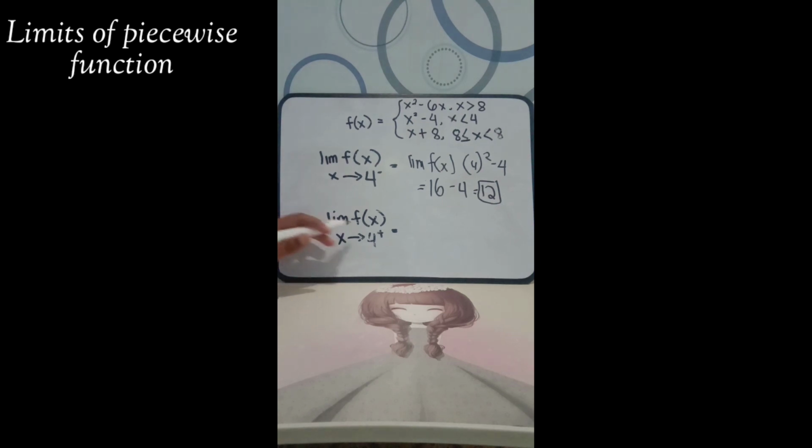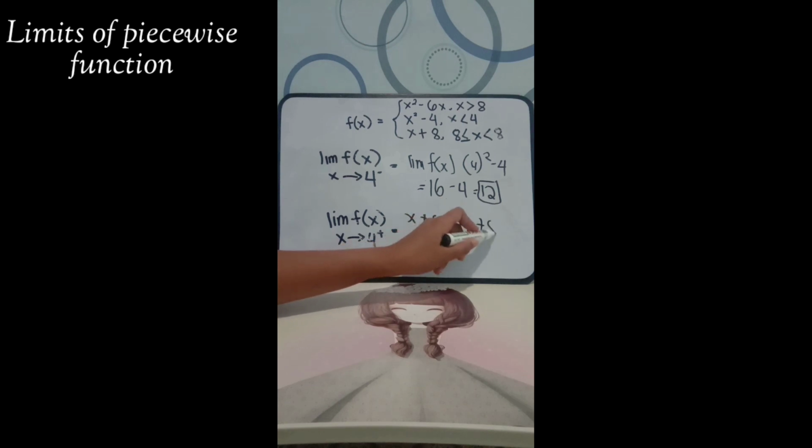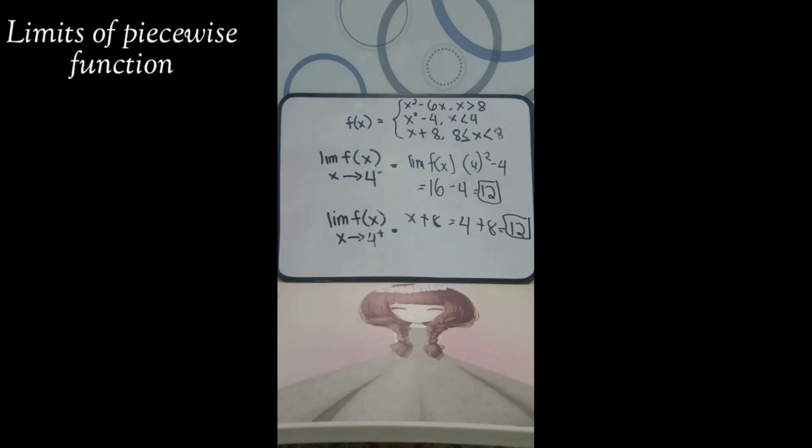Hanapin naman natin yung limit of f of x, 4 to the right. So, hanapin natin siya kung alin yung pwede dito. Obviously, hindi to pwede. Hindi rin to pwede. And ito na yung magiging sunod natin na gagamitin. X plus 8. Substitute. Magiging 4 plus 8. 4 plus 8 is equal to 12. So, parehas sila na naging sagot.